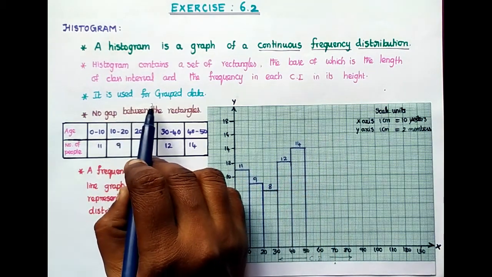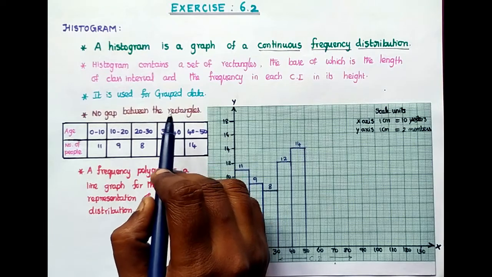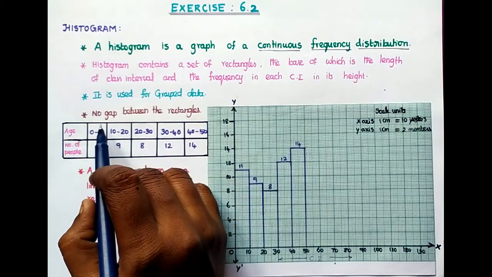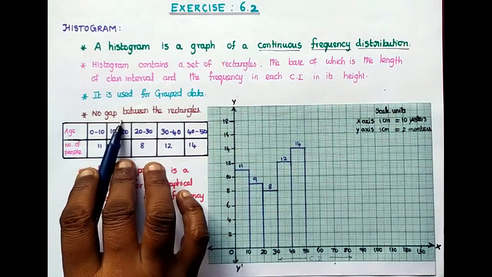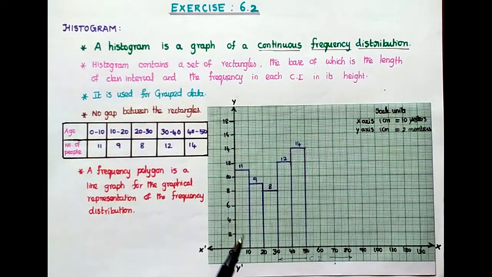It is used for group data. There is no gap between the rectangles. In a bar graph, there is a gap for each bar, but in a histogram, there is no gap between the rectangles.